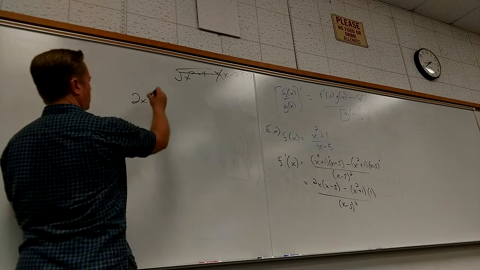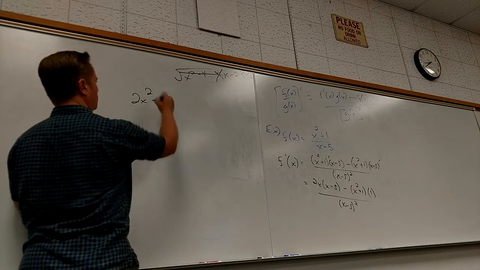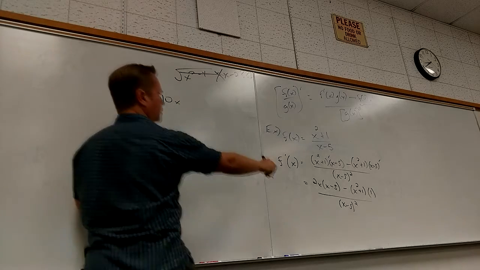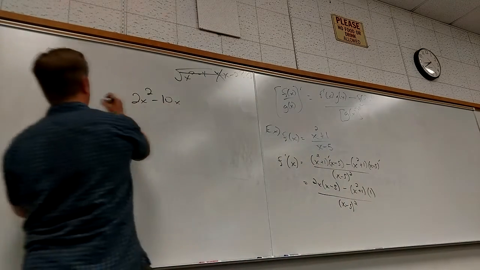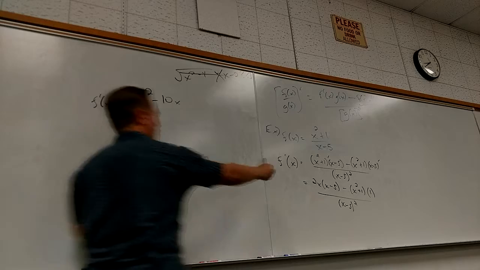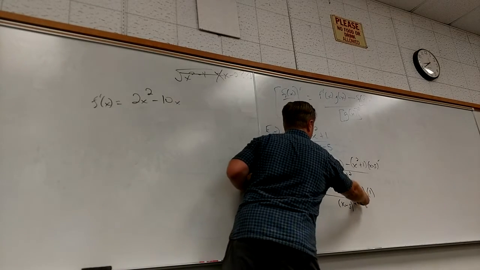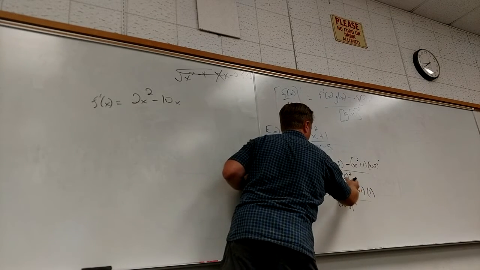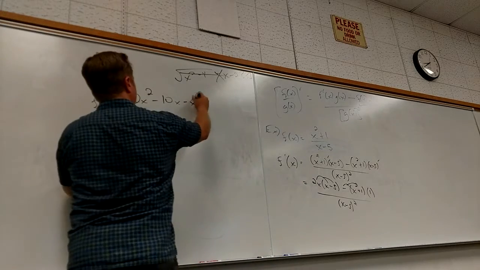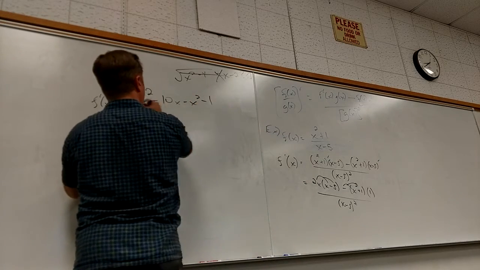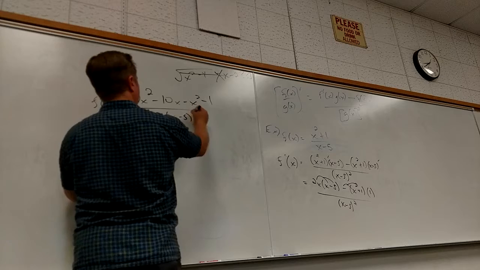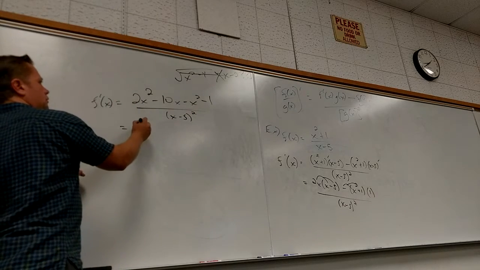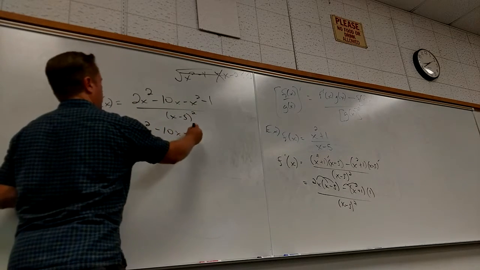So let's see. If I distribute that 2x through, and then what happens here? So distribute the 2x through. What happens here? Minus x squared minus 1 all over x minus 5 squared. So I end up with x squared minus 10x minus 1.